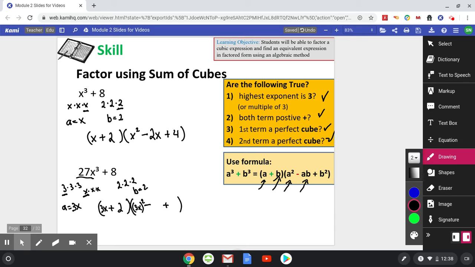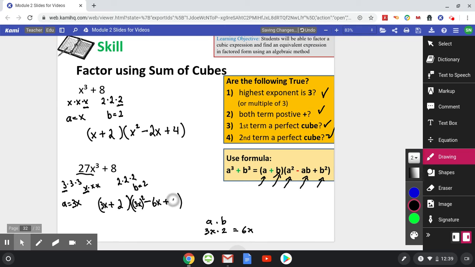So I have to multiply A, which is 3x, times B, that's times 2. 3 times 2 equals 6. And then bring down the x. So this middle term will be 6x. Last term is B squared. B is 2. 2 squared is 4.